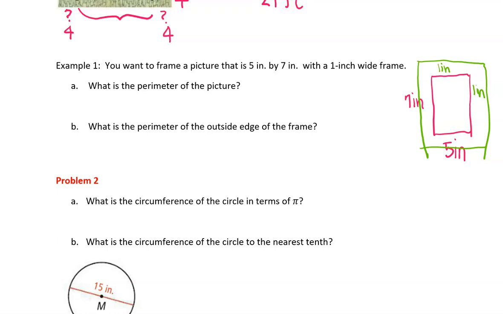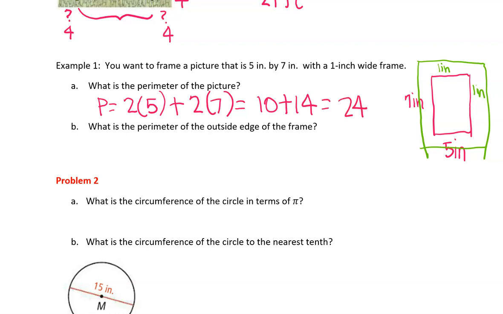So what's the perimeter of the picture? The perimeter of the picture would be 2 times 5 plus 2 times 7. So 10 plus 14, which is 24 inches.